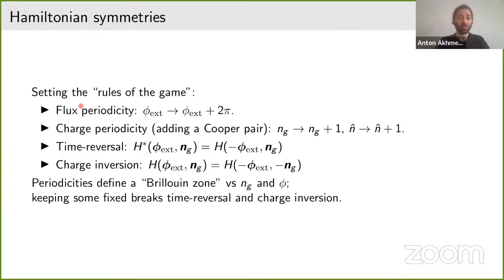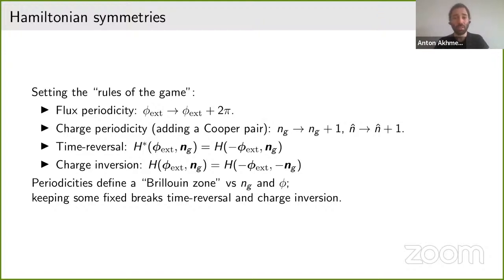Well, so first of all, the periodicities of both variables define an effective Brillouin zone. But then keeping some of the variables phi and ng fixed and varying the others makes the Hamiltonian look like a cross-section of a larger parameter space, breaks either time reversal or charge inversion, depending on what we try to do, and allows us to have enough freedom to implement anything we like. All right, so these are the rules of the game. Let's try to see them in action.